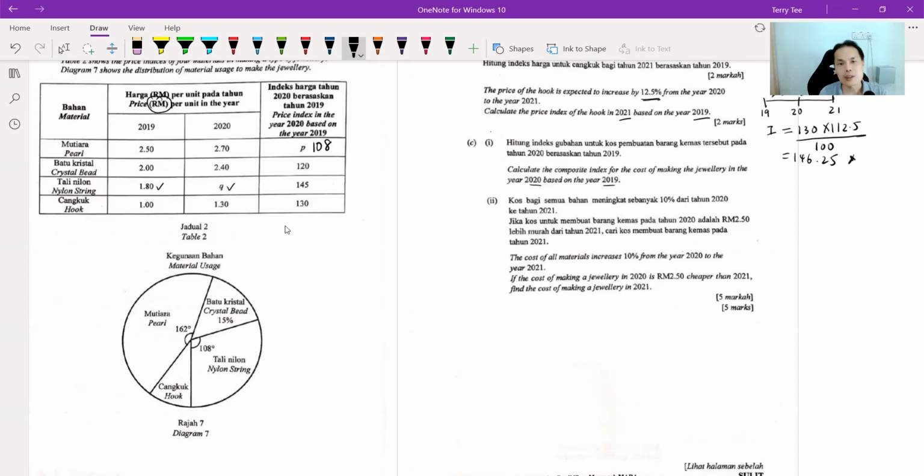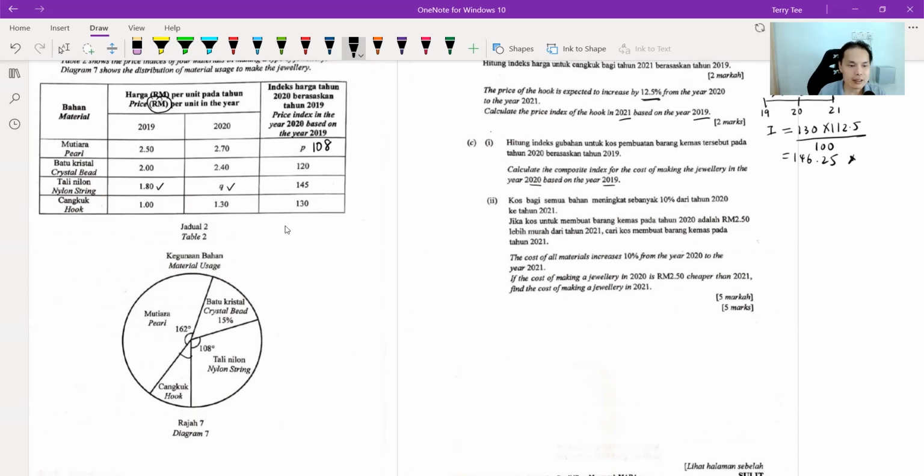Now, weightage is usually given in the form of a pie chart, bar chart, or any other percentages. Now, look at this. The angles are all given, except for the hook. The problem is the crystal bead is given in percentage. It's quite misleading because a lot of people think it's 15 degrees. It's not 15 degrees, it's 15%, right?